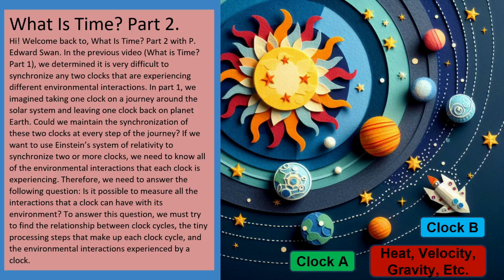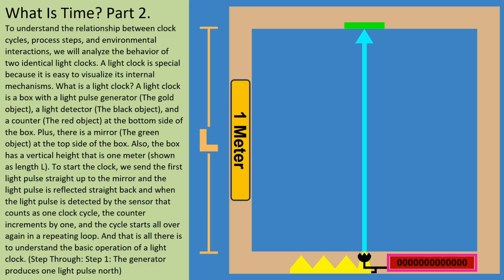To answer this question, we must try to find the relationship between clock cycles, the tiny processing steps that make up each clock cycle, and the environmental interactions experienced by a clock. To understand this relationship, we will analyze the behavior of two identical light clocks. A light clock is special because it is easy to visualize its internal mechanisms.